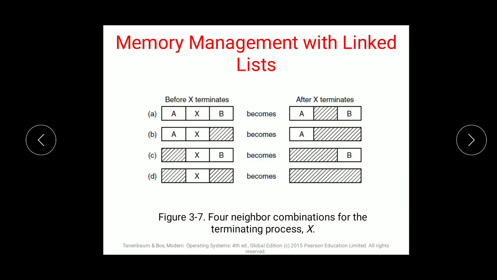In this example, the segment list is kept sorted by address. Sorting this way has the advantage that when a process terminates or is swapped out, updating the list is straightforward. Yes, once it is swapped out, updating it becomes easier and more understandable, so that we do not have to again and again go and search for that.